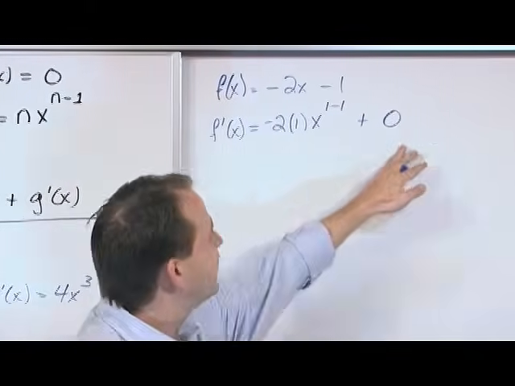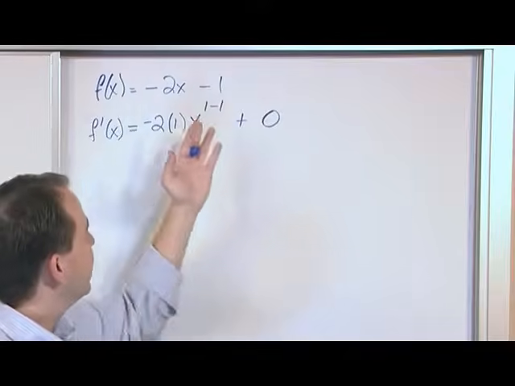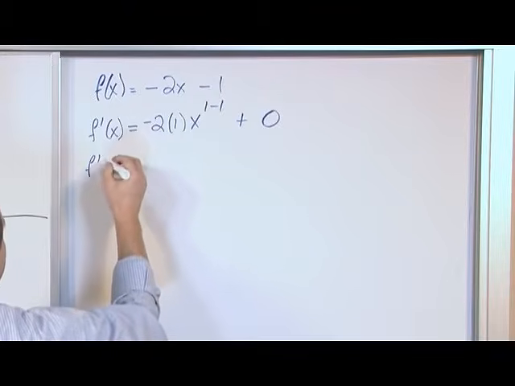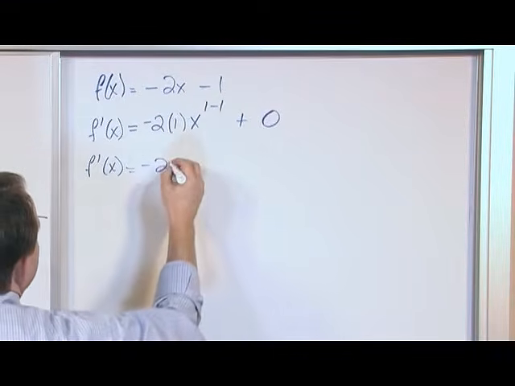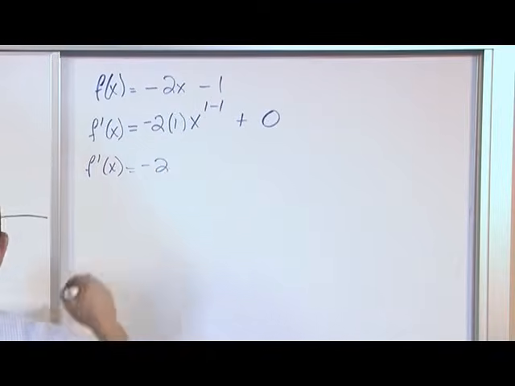So I'm writing 0 here so you know what I'm doing, but really after you do enough derivatives, you'll know that the derivative of that constant just disappears and it doesn't even play. So finally, the answer that we would write would be this guy, negative 2, and then we have x to the 0 power, which is just 1. So the answer is just simply going to be negative 2.